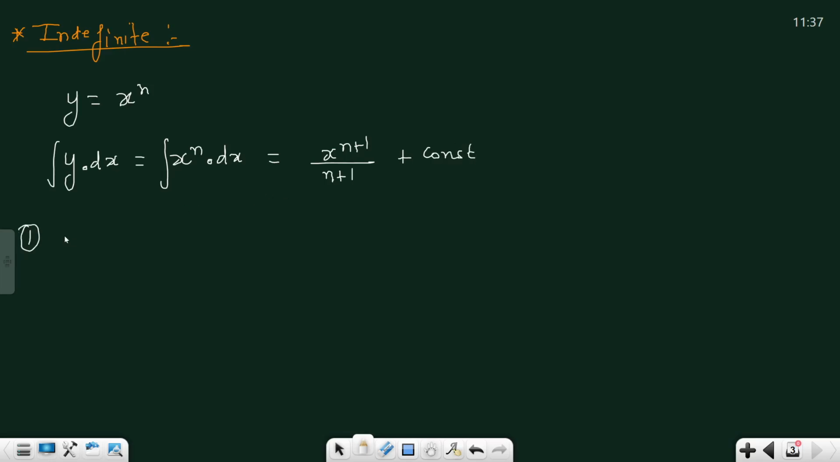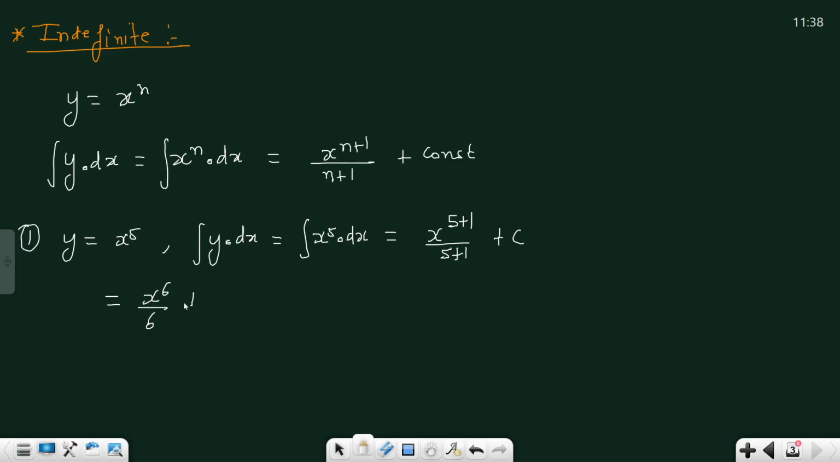For example, if you have y equals x to the power 5. When you integrate y dx, you will get x to the power 5 dx. So what will be the answer? Tell me yourself. x to the power 5 dx. You have to raise the power to 5 plus 1 and divide by 5 plus 1, plus constant c. Is it correct? Yes, sir. So the final answer will be x to the power 6 by 6 plus constant c. Is it correct? It's very simple.